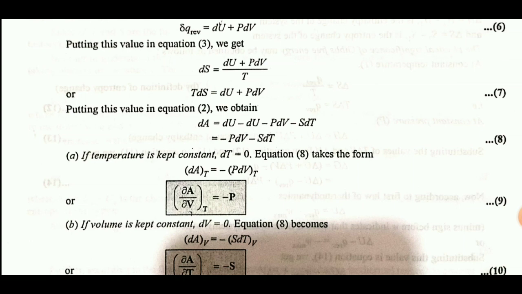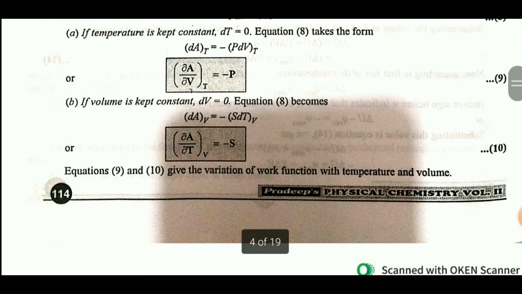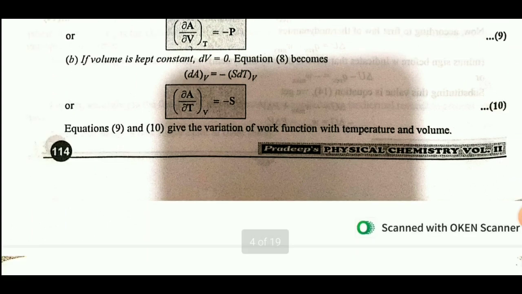If temperature is kept constant, dT = 0. Equation 8 takes the form (∂A/∂V) at constant T = -P. If volume is kept constant, dV = 0, equation 8 becomes (∂A/∂T) at constant V = -S. Equations 9 and 10 give the variation of work function with temperature and volume.